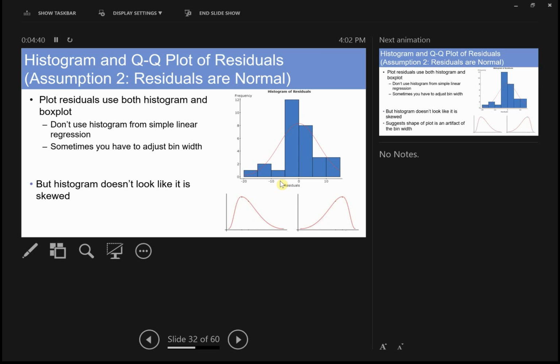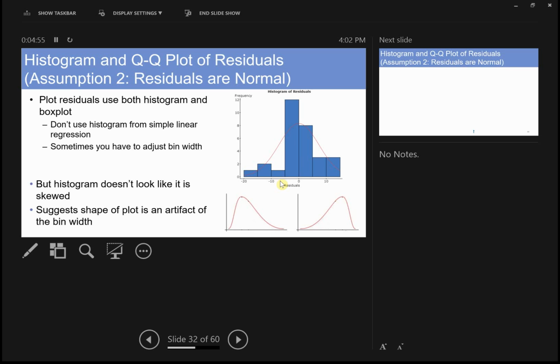But notice what's going on with the left skewed distribution. The mass is more toward the back end, right? If you look carefully, you don't see that here. You see the mass kind of at the center, and then it cuts off. And this makes me think that the shape of the plot is an artifact of the bin width. And that's something we haven't dealt with a lot. But with histograms, if you change around the bin width, very often the plot can look very different.